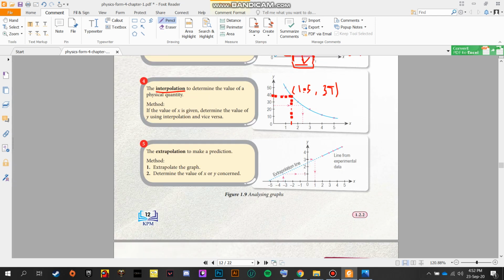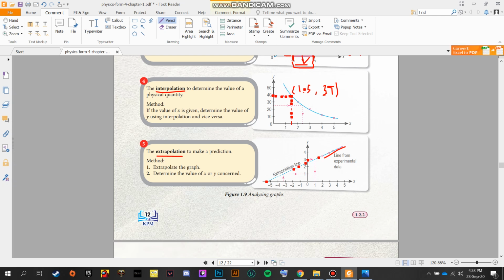Next is the interpolation to make prediction. For example, you have given experimental data with this line, right here. So what we can do is we can actually predict what is going to happen next. What you have to do here is just take a ruler and just make a straight line. If it's a straight line of experimental data, just make a straight line until you get to a point where you want to find.